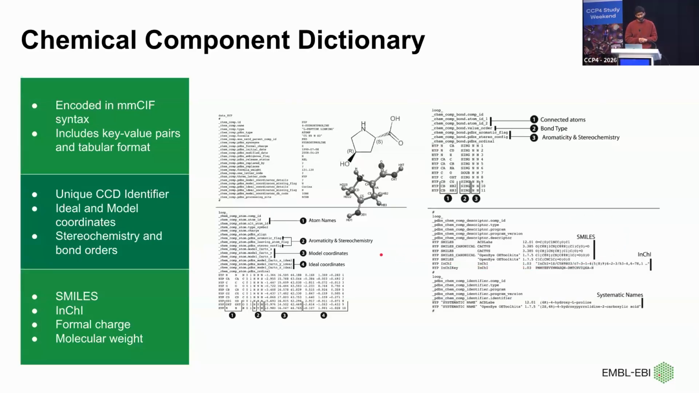And then you can create the ideal coordinates using software. In the curation, OpenEye software is used for creating these coordinates. Also, it includes the bond type and bond order information. So if you want to analyze what kind of ligand it is, what the atom types and bond orders are, this information is encoded in this file. It also includes different types of chemical description like SMILES, InChI.